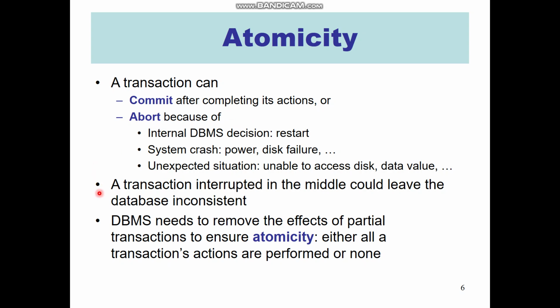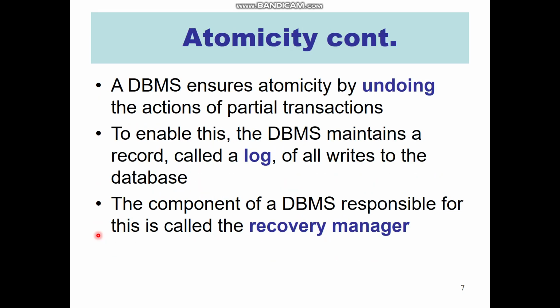A transaction interrupted in the middle could leave the database inconsistent. Why? For example, in the ATM case, if you have conducted a transaction of 5,000 and the amount is deducted from your account, but you haven't received the cash, the database will be inconsistent. You don't have that amount, but it is already deducted from your account. So the DBMS needs to remove the effect of partial transactions. If 2 or 3 actions have been performed, you have to remove the actions of those transactions to ensure atomicity. Either all transaction actions are performed or none is performed.